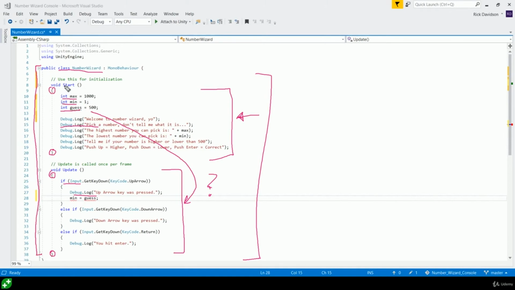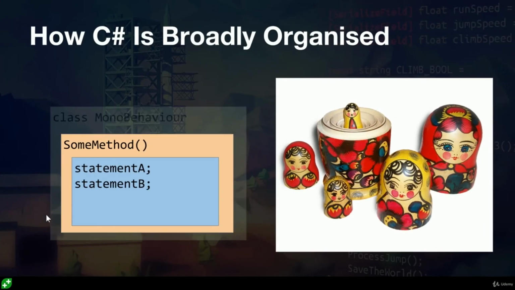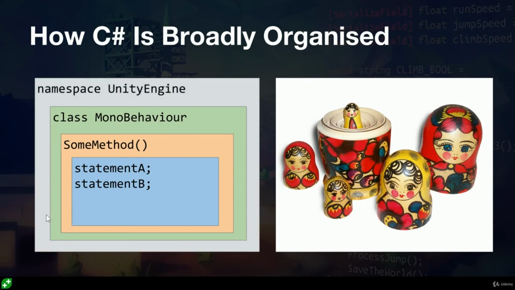This is all part of the class. If something was declared in our class, it could then be used in all the methods. And our final grouping, our classes, are grouped into namespaces.